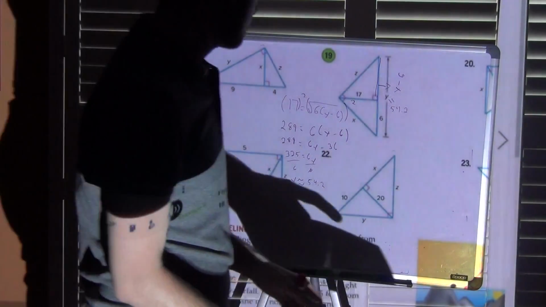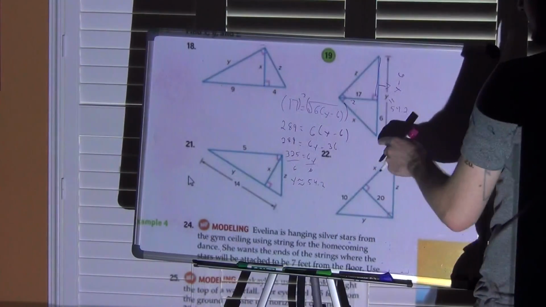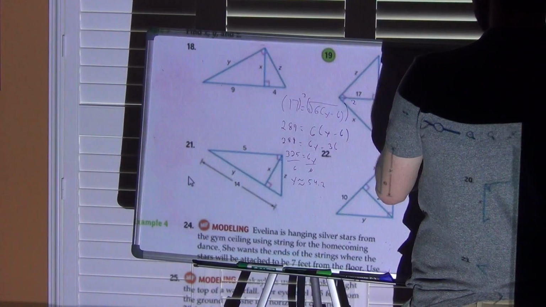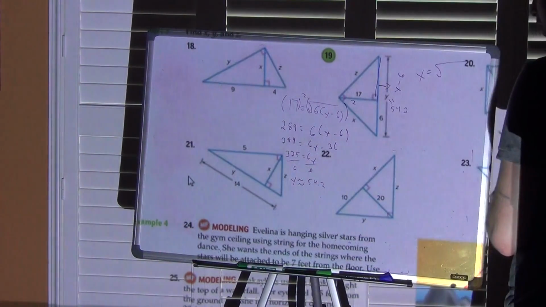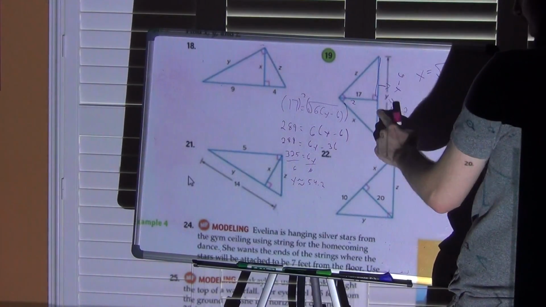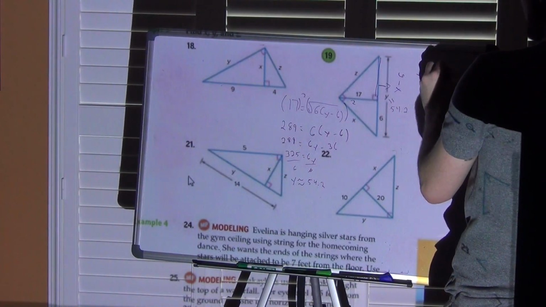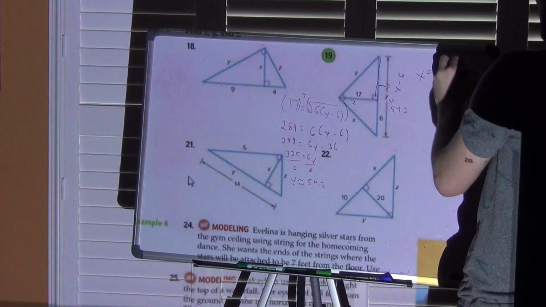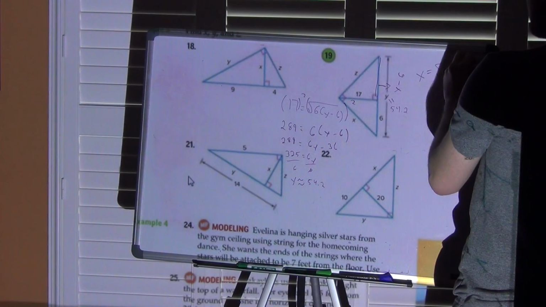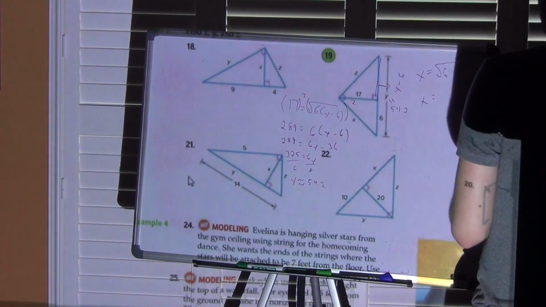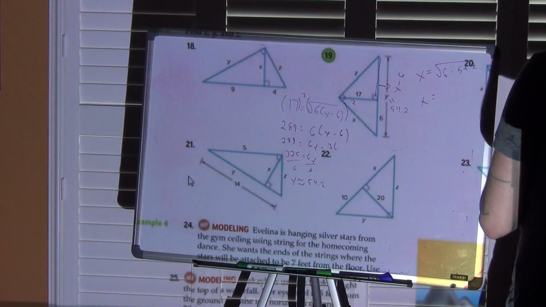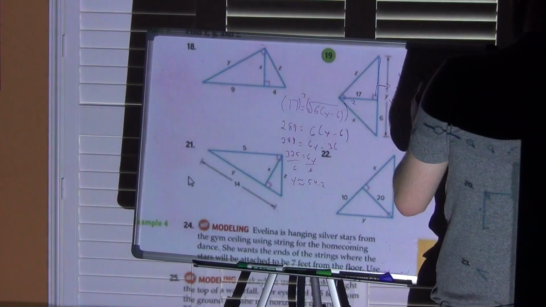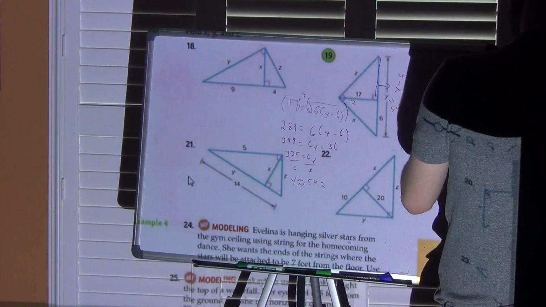So x, the side here, is just going to be equal to the square root of the little side that's on the same side as it, so 6, times the entire length of the bottom, 54.2. So x is going to equal the square root of 325.2.